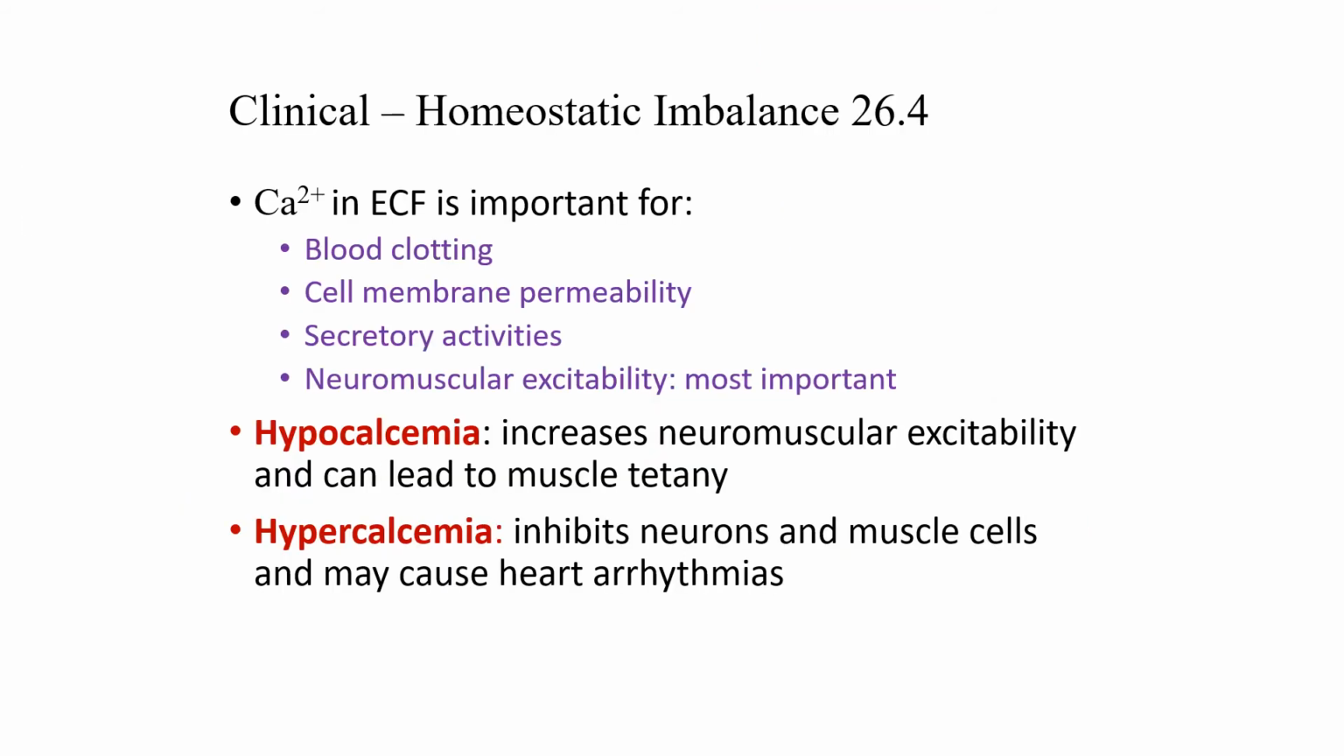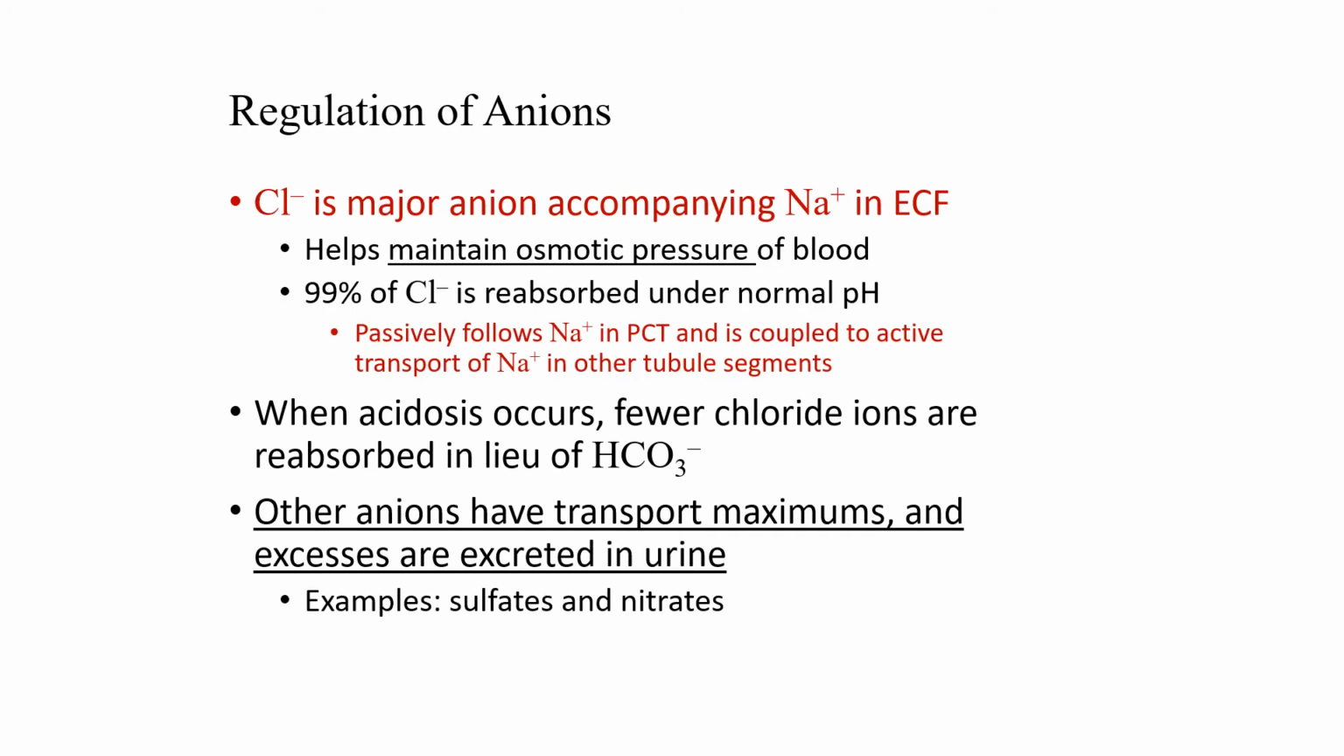Calcium, remember, is important for blood clotting, cell membrane permeability, different secretory activities, and especially neuromuscular excitability. So hypocalcemia increases neuromuscular excitability, and that can lead to tetany. And hypercalcemia inhibits neurons and muscle cells and may cause heart arrhythmias. So when we look at this, we looked at all the cations.